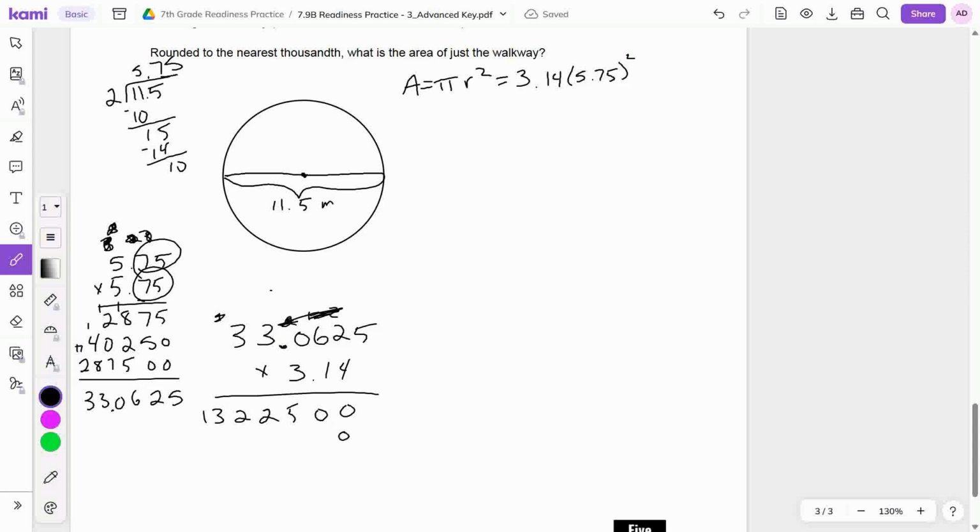Now, the second row, I can just copy down the 330625 because I'm multiplying by 1. Now, the third row, I need to multiply by 3, and then we'll be done. Then we'll round to the nearest thousandth. So I've got 15. That's 6. That's 7. That's 18.